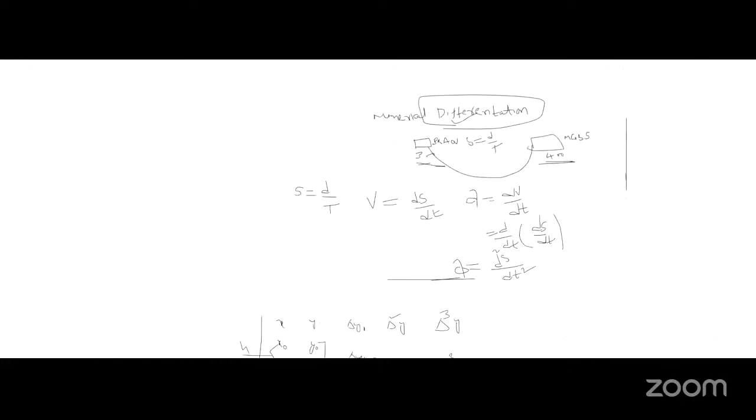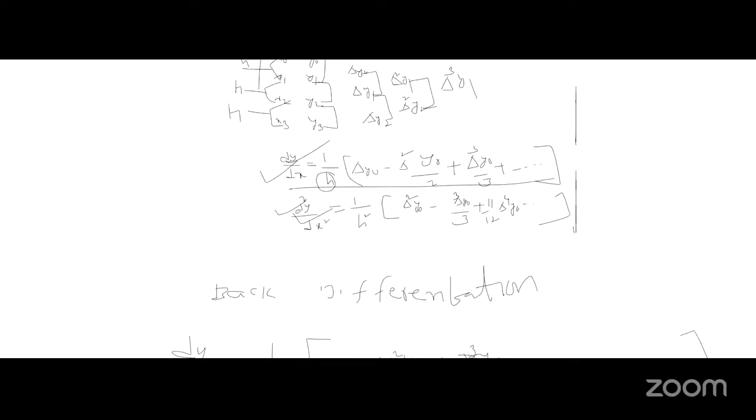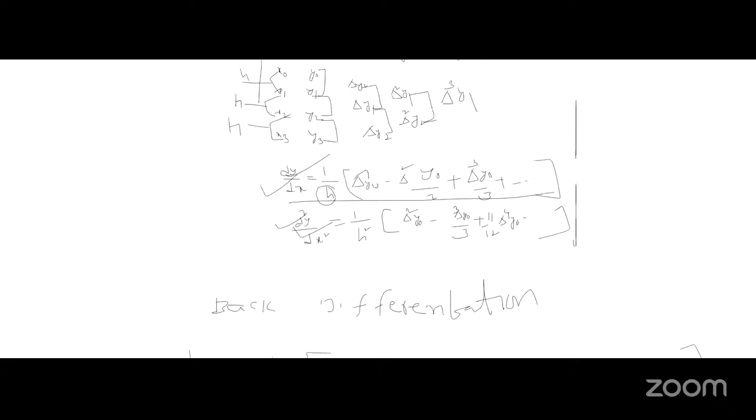So observe one thing. This is the forward difference table and this is the backward difference table. Here the symbol is delta, and here the symbol is nabla. Okay. Got it? Those are the things we can use.